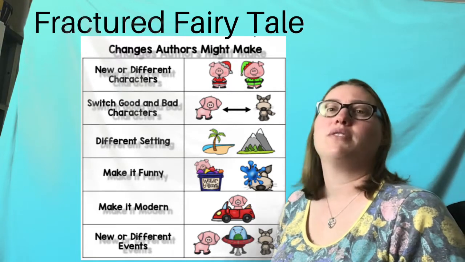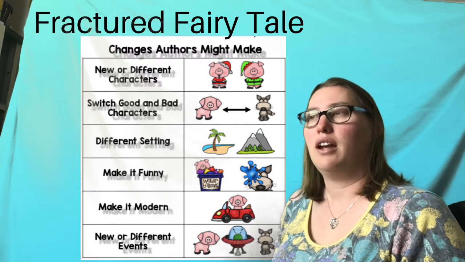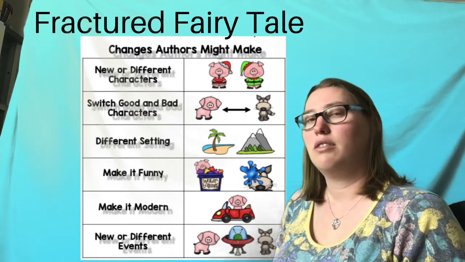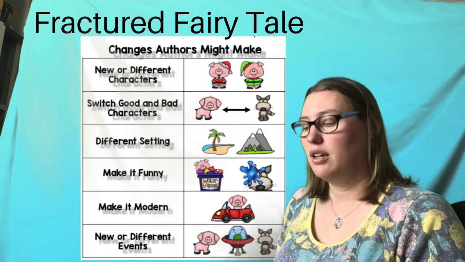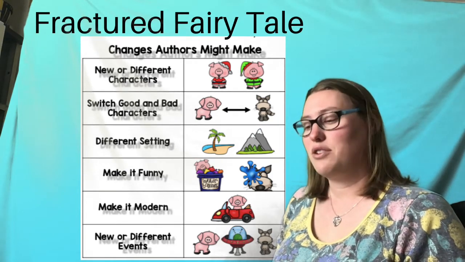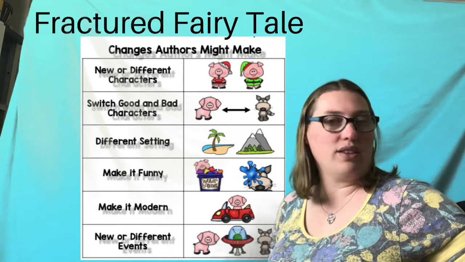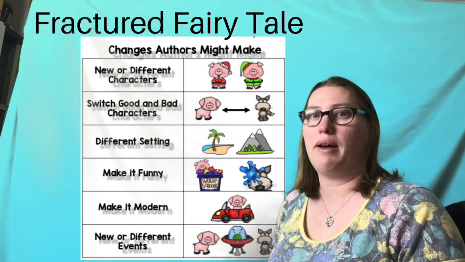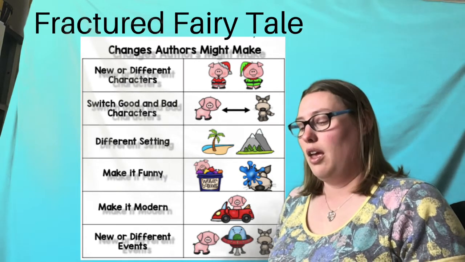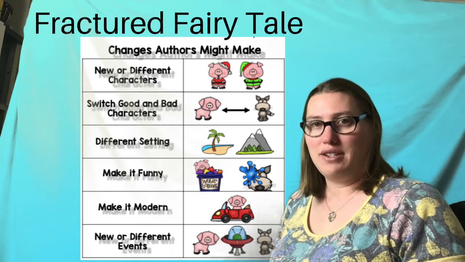You could make it a modern story, or you could add new or different events. So if we think about different fairy tales that we've been reading about, we've had the Three Little Pigs, Three Billy Goats Gruff, and Cinderella so far. In order to write a fractured fairy tale, we are going to think about a fairy tale that we really like. First, you want to make sure it's a fairy tale that you know really well, okay? And then you want to think about how do you want to change that fairy tale.